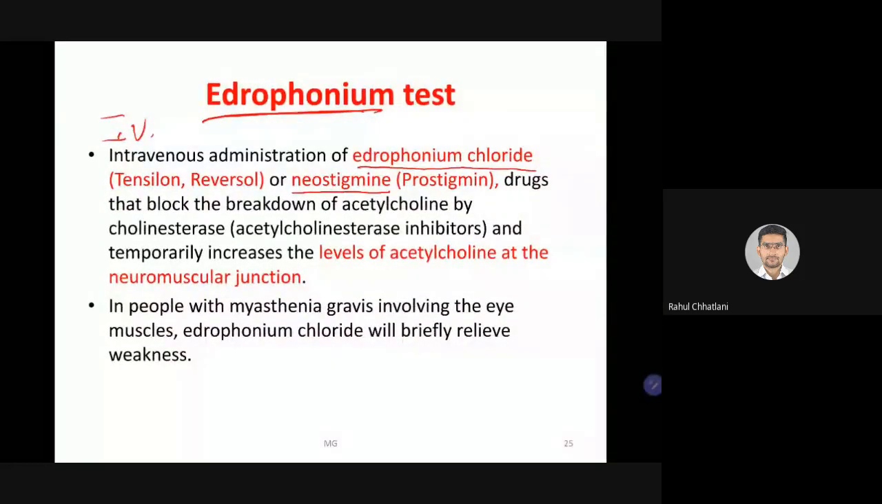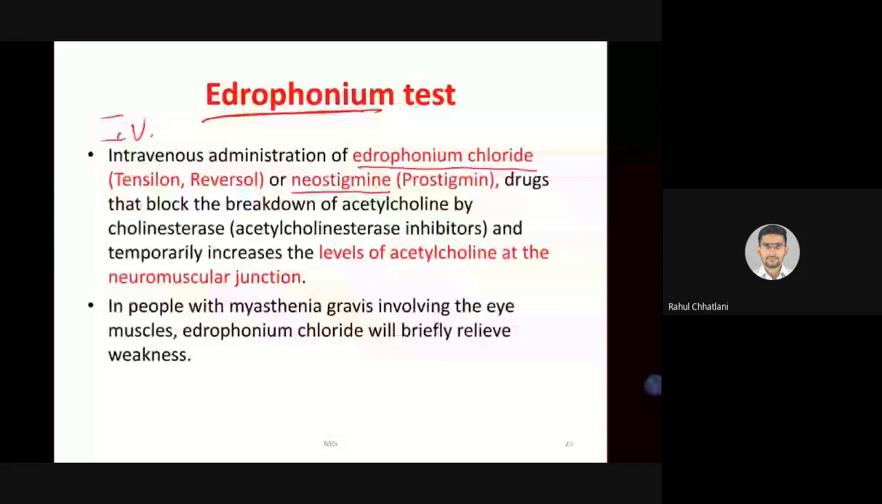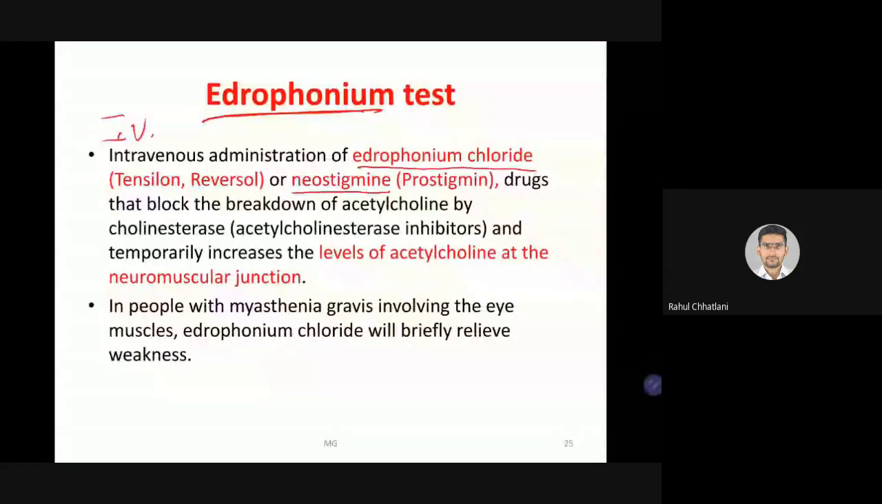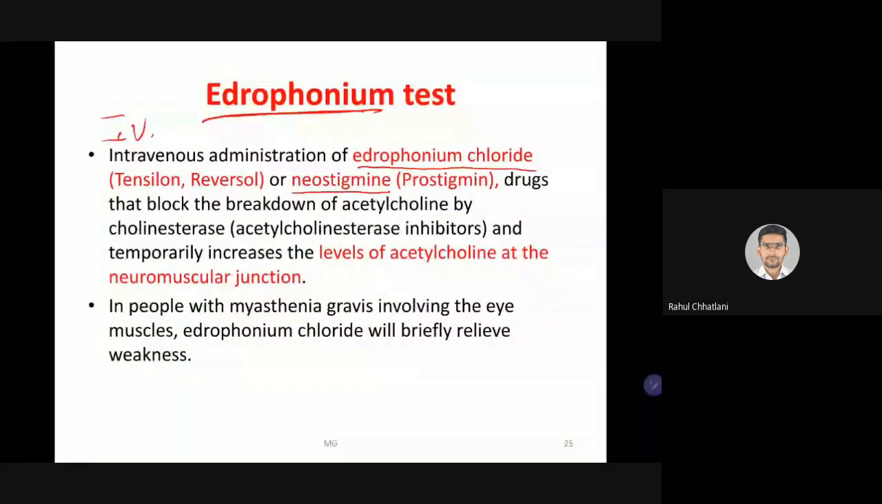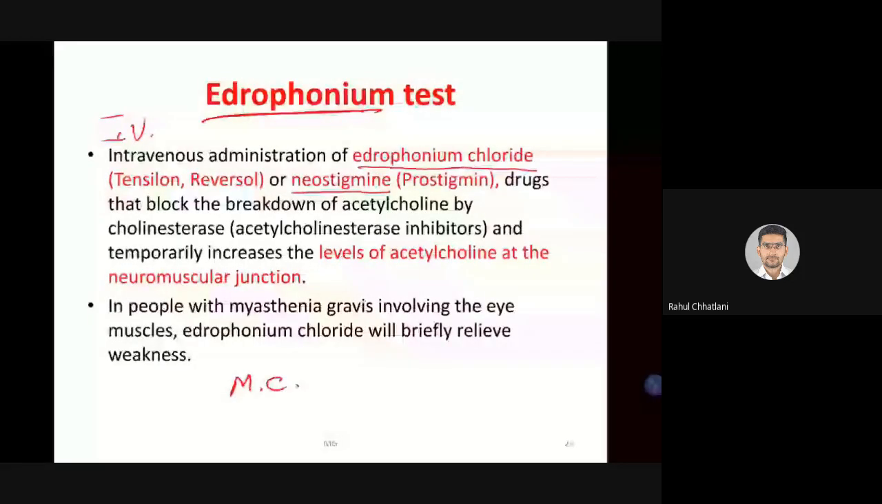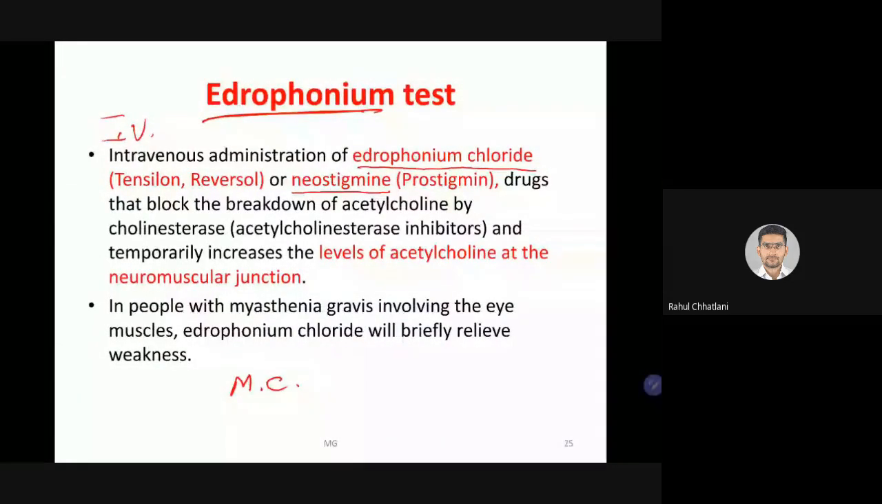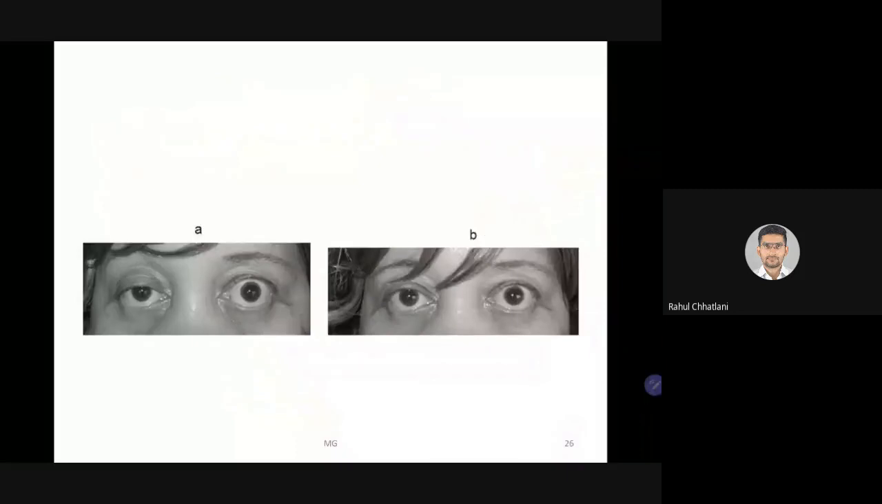In the synapse the level will directly increase because we are not allowing the degradation of acetylcholine. In people with myasthenia gravis involving the eye muscle, edrophonium chloride will briefly reduce the weakness. So even in myasthenic crisis, as we have described, edrophonium is the drug of choice for emergency conditions. This is again the same thing. This is the edrophonium test. You can see the direct IV administration of edrophonium can lead to relieving of the symptoms. See the opening of the eyes.